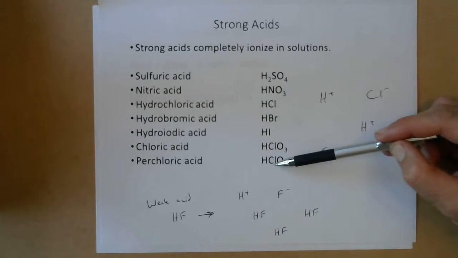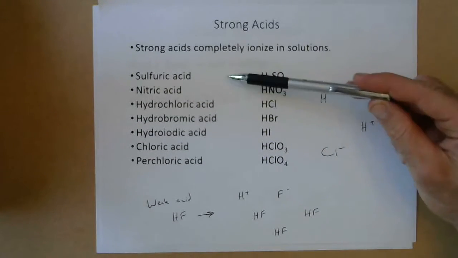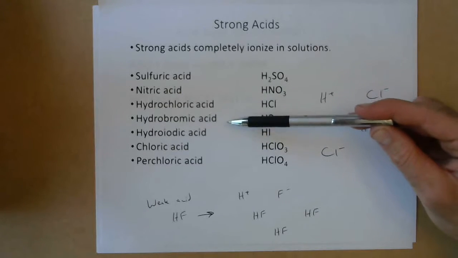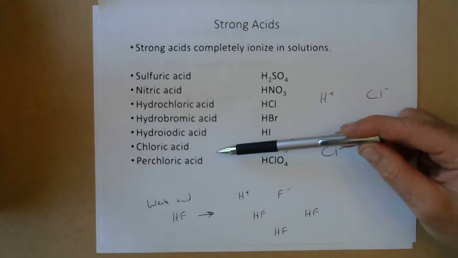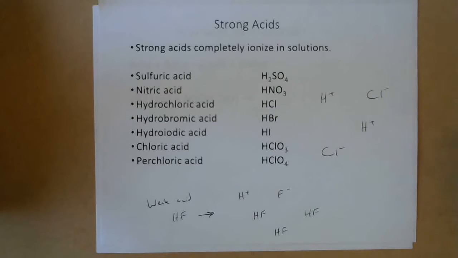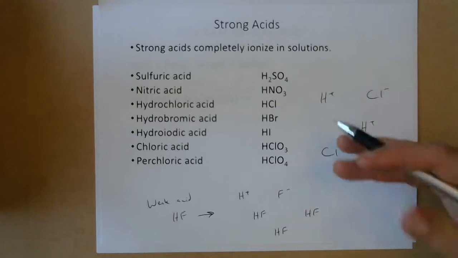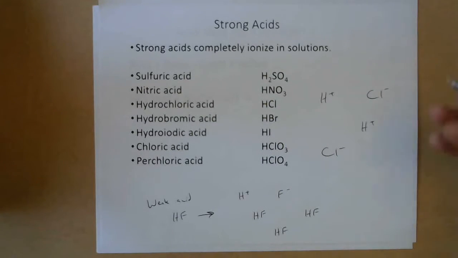So there's 7 strong acids. You should know these: sulfuric acid, nitric, hydrochloric, hydrobromic, hydroiodic, chloric and perchloric acid. Those are all the strong ones. And then everything else, there's hundreds of others, everything else is a weak acid.